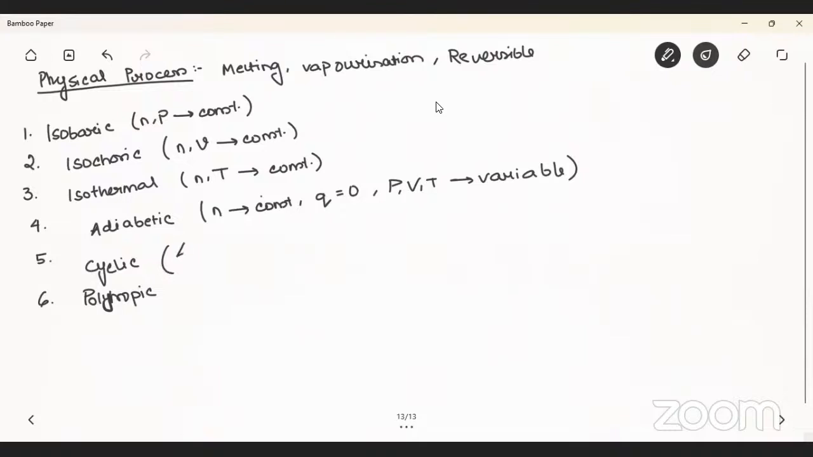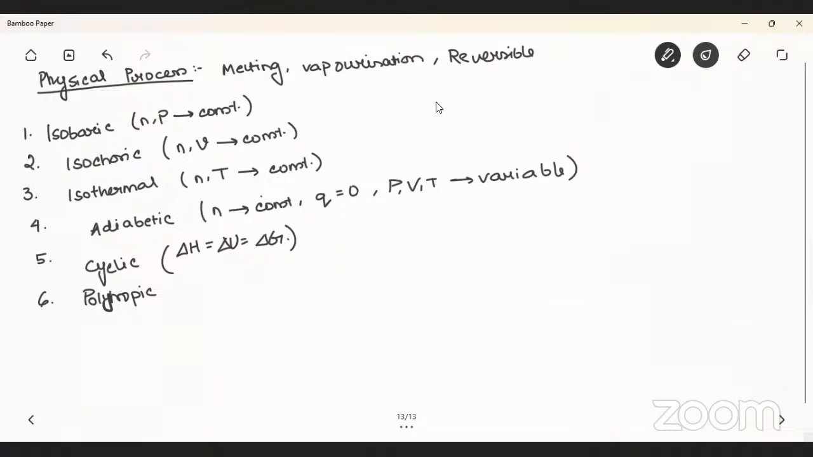And here delta H will be equal to delta U will be equal to delta G. And there is another type of process which is the polytropic process. Remember one thing, in the isobaric process, the pressure remains constant throughout the system. In the isochoric process, volume remains constant. In the isothermal process, temperature remains constant. Okay, so these are the different types of physical process.